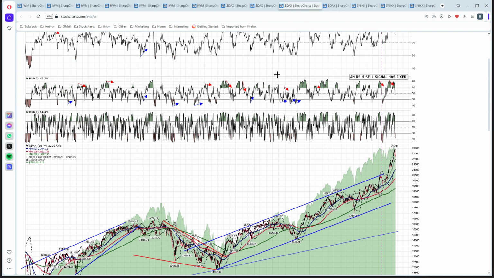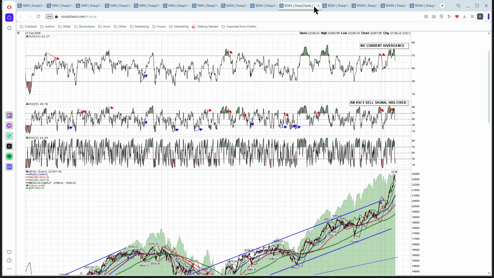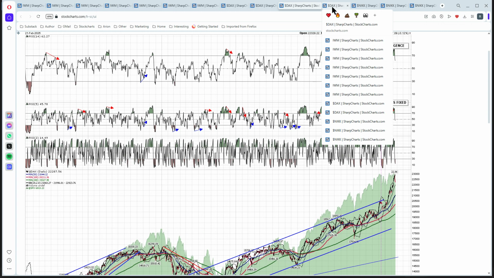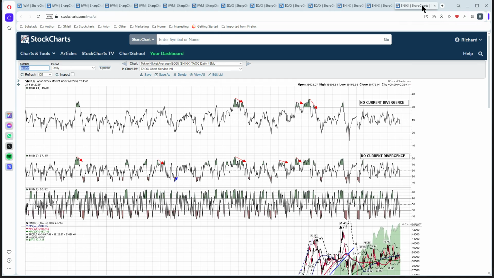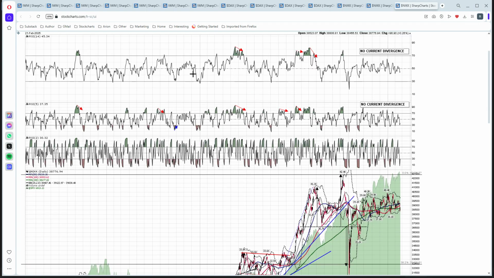Looking at DAX, we've seen finally some weakness here. We're nowhere near the daily middle band yet, but I'm thinking we've got a good chance of getting down to it, and we've now got an RSI 5 sell signal which is fixed. We will see how that goes. We don't really have any topping patterns on the bigger picture. We've got the small head and shoulders, which obviously I've mentioned already.